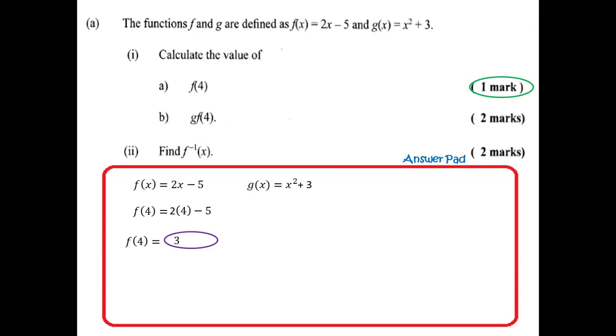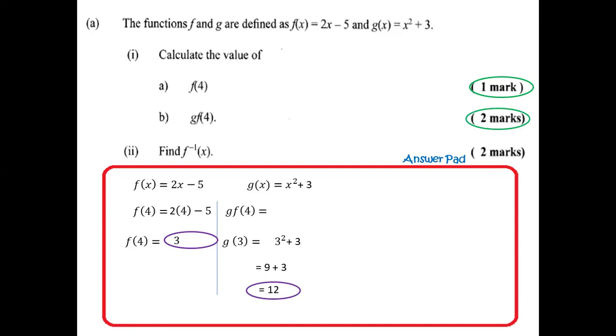Now, gf(4) is a similar concept to what I showed you at first, when I said you can put the f function in the g function. If you put 4 into the f function, you can put that value into the g function. Now, f(4) is 3, we already know that. All we need to do then is put 3 into the g function. Makes life easier for us, right? So we're basically finding g(3). And 3 squared is 9. And 9 plus 3 is 12. Easily. 2 marks. No stress, no hassle.